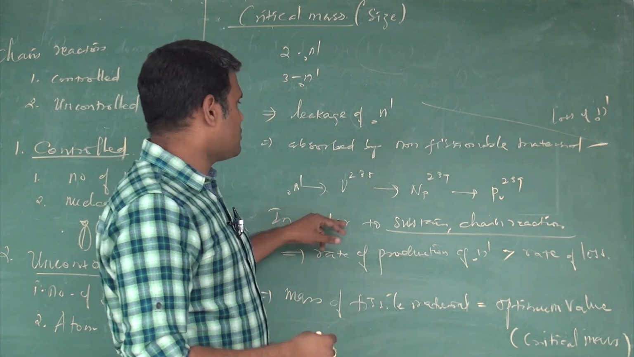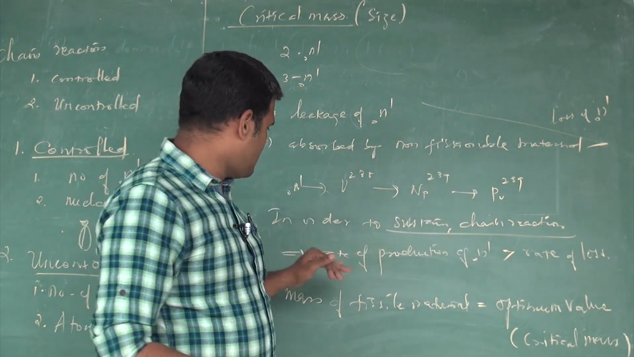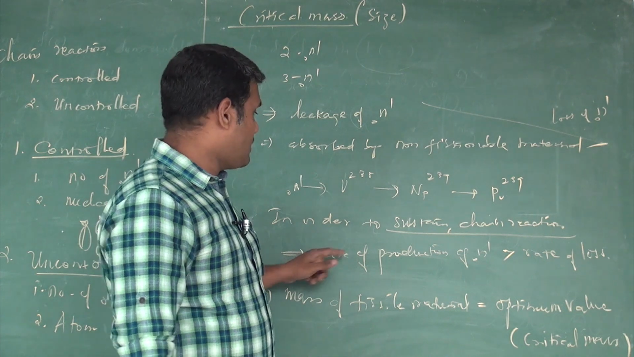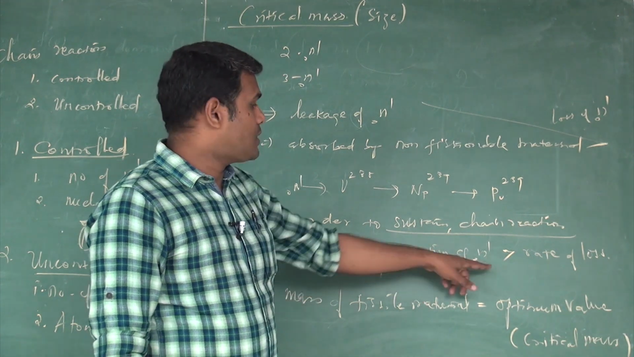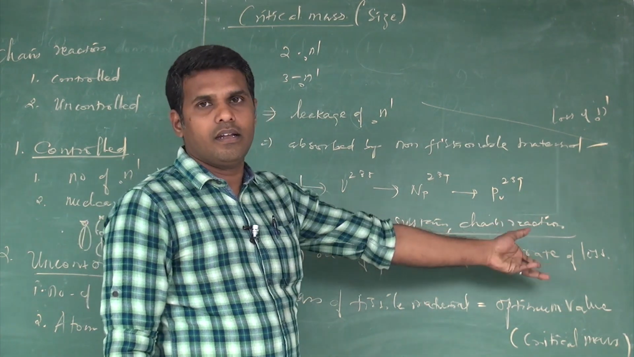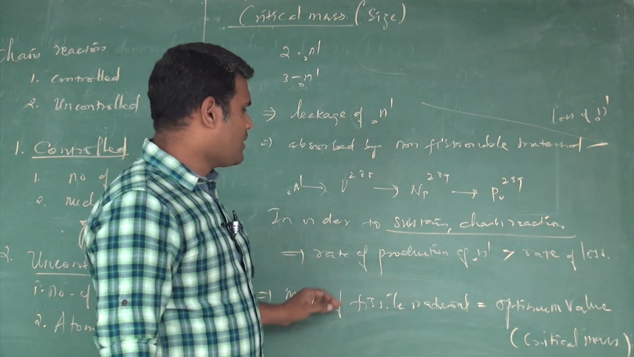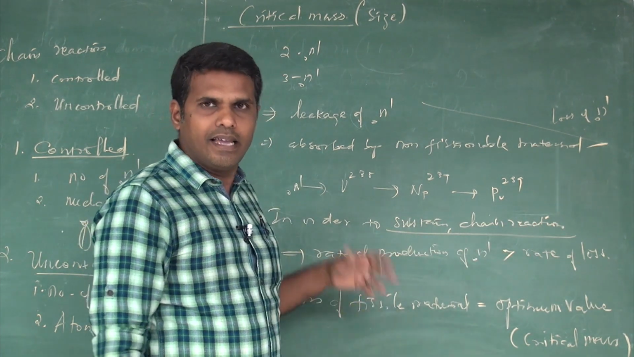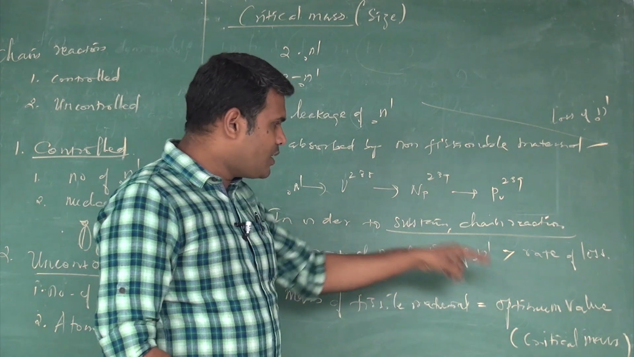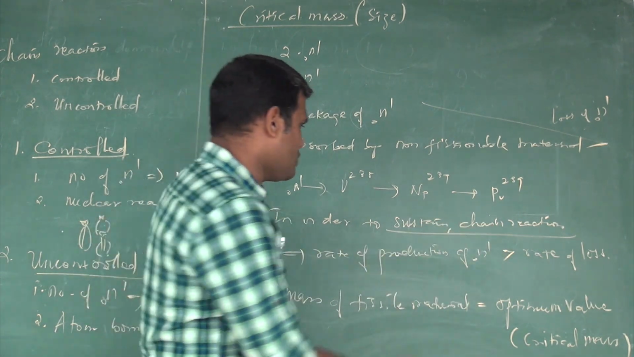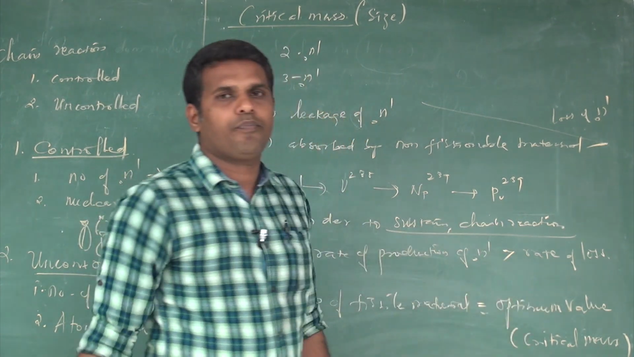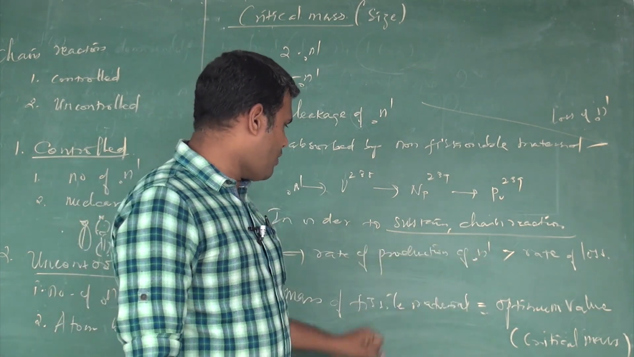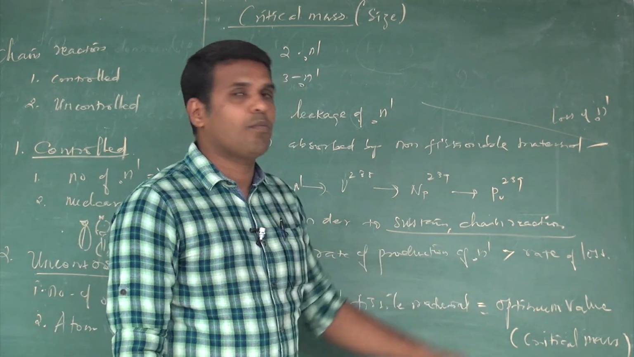So in order to sustain a chain reaction, the very first thing required is that the rate of production of neutrons must be greater than the rate of loss of neutrons. And second thing, the mass of the fissionable material taken must be equal to some optimum value. We call this optimum value of fissile material the critical mass.